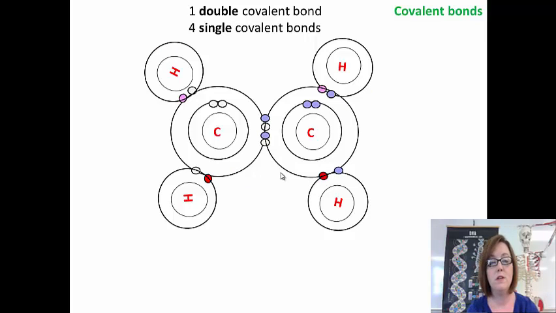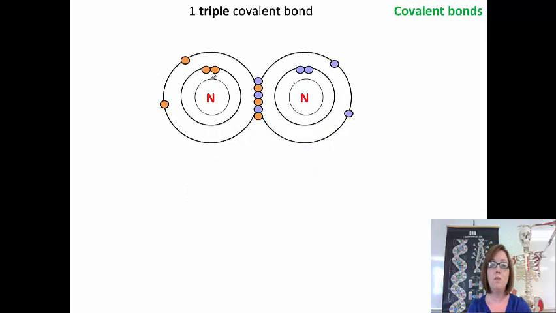Here we see an example with a double covalent bond and 4 single covalent bonds. Right? So here we see a double covalent bond between the 2 carbons. Right? We're sharing 4 electrons. That's a double covalent bond. Here we're sharing 2 electrons. This is a single covalent bond. Right? Another single covalent bond, another single covalent bond, and another single covalent bond.